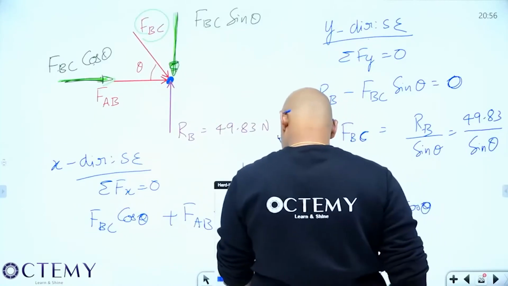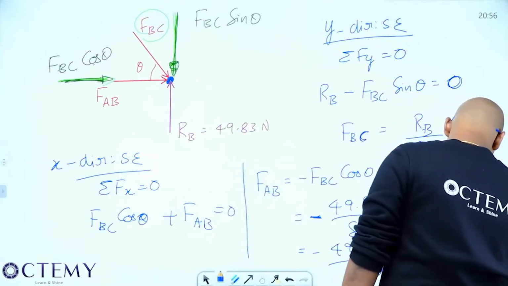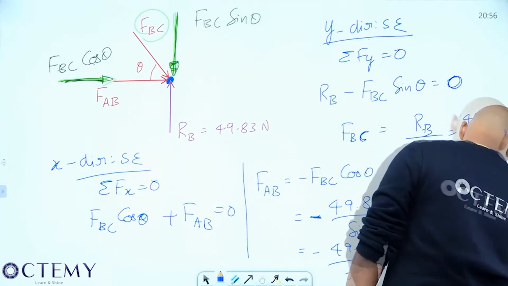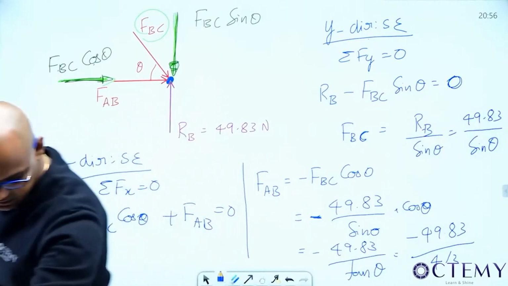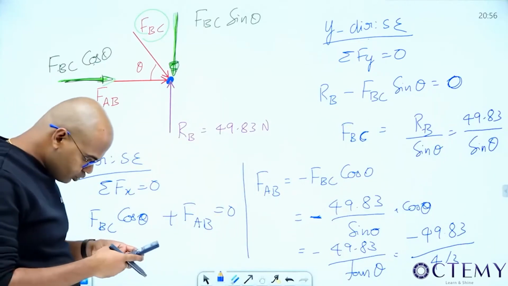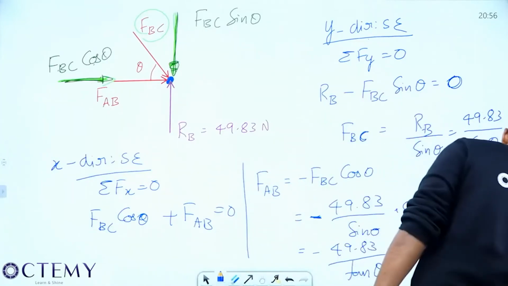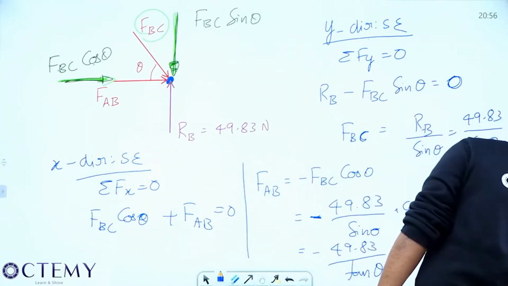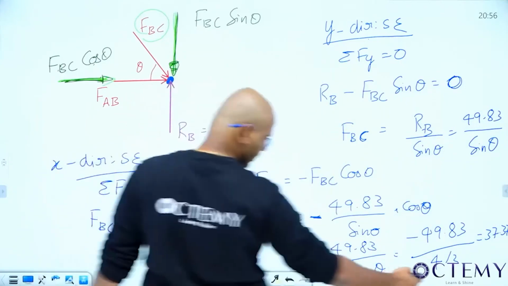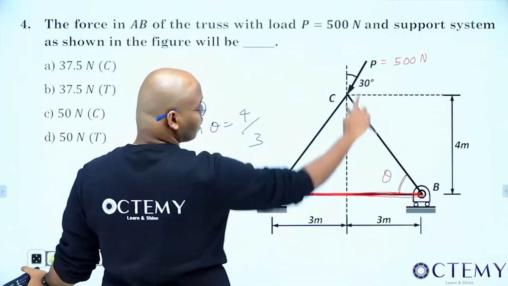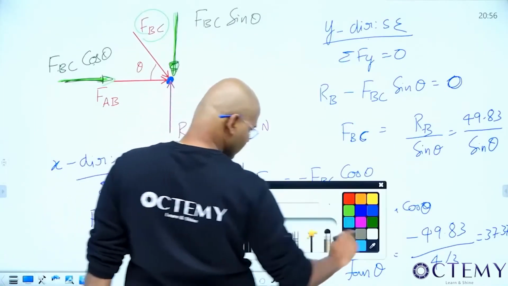So if I substitute that, what will I get? Minus 49.83 by 4 by 3, into 3 divided by 4. So 37.37. Kilonewtons or newtons? He has given in newtons. Yes or no? Let me check. The load is in newtons. So it will be in newtons. So how much is that?